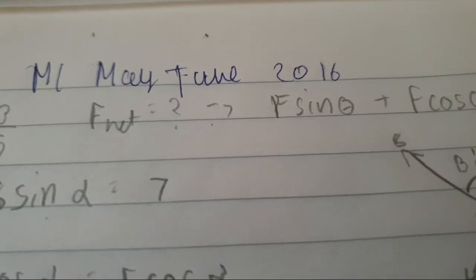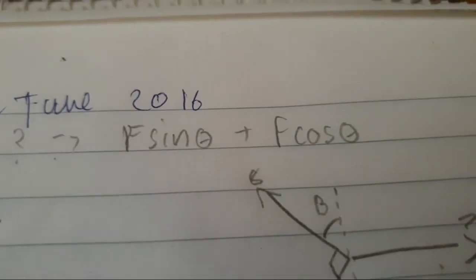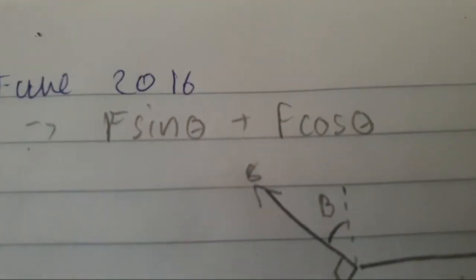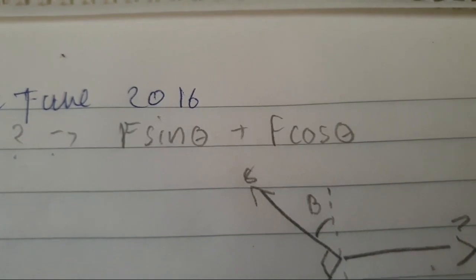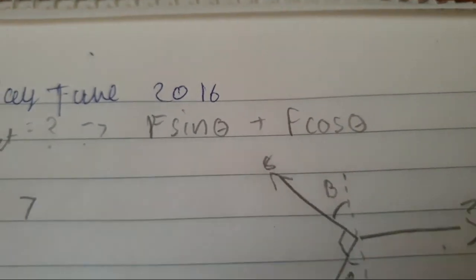So I took F net, which is the resultant force. They're asking us to find the resultant force, and we don't know the resultant force. Thereby I just put some random stuff like this: F sine theta plus F cos theta. It is unintelligible, so this is wrong.